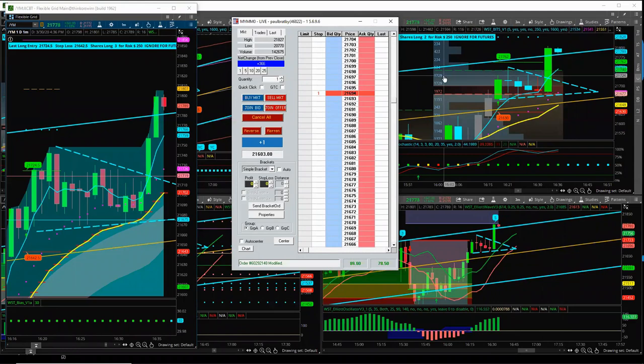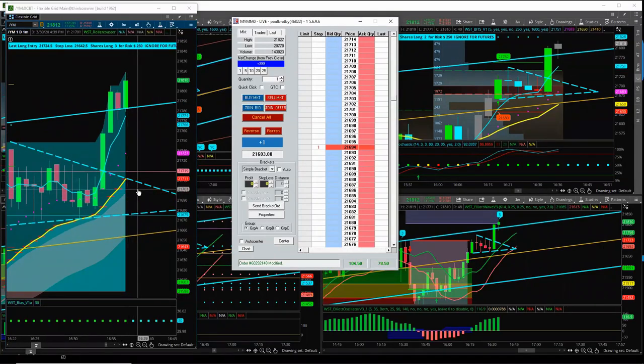So ES has broken away from that overnight high support resistance zone. It's now approaching the next major resistance zone that I have as part of the 5K club. So be aware of that if you're trading ES. So we've got a new candle close there. 21701 is the new trailing stop position.